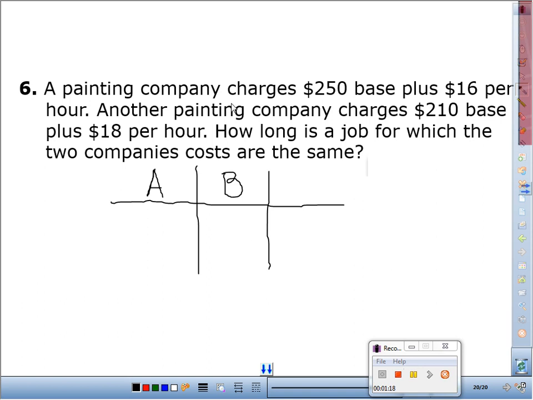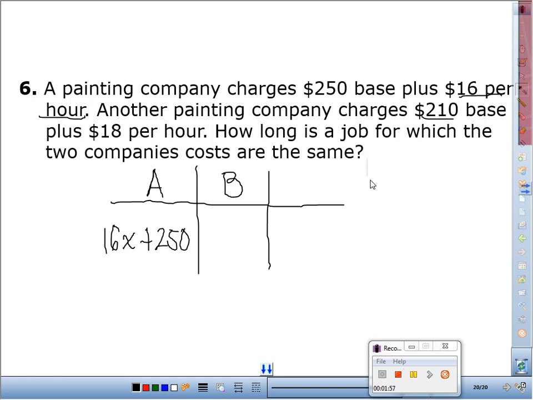So, the first company, Company A, charges $250. That means right away, it's a plus 250. So far, so good? All right. And how much do they charge per hour? 16. Do we know how many hours a job's going to take? No. So that's why we write 16. You can write H. I'm just going to write X as a variable. 16x. We know that the x stands for the hours. Okay, so that's Company A.